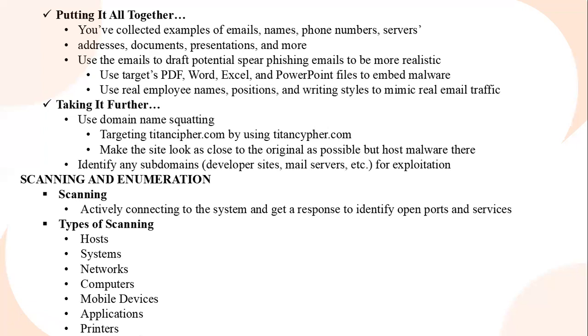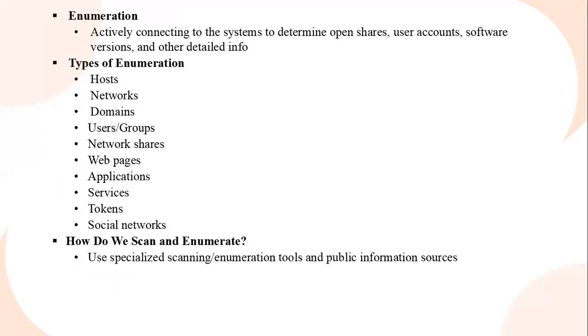You could scan a host, that's a computer. You could scan systems, networks, computers, mobile devices. And don't forget, a PC can be a host, it can also be a server, printers, and the rest. These are the different types of enumeration. Typically, what are you getting? How do you scan? You use tools and publicly available information.